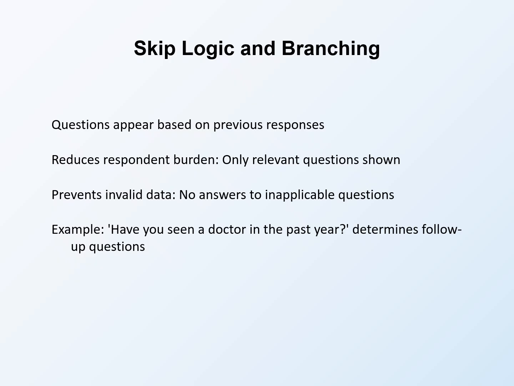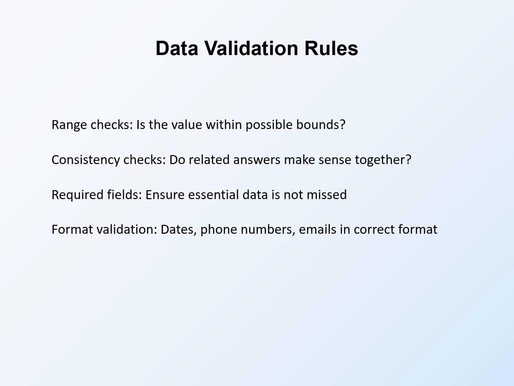The survey feels tailored to the individual rather than one size fits all. Validation rules prevent bad data from entering your dataset. Range checks verify that values are within possible bounds. Age must be between 0 and 120. Blood pressure must be within physiological limits. If an entry falls outside the range, the form can warn or block submission.